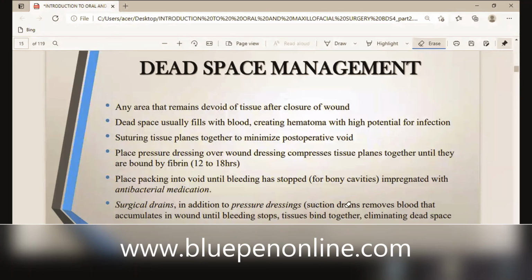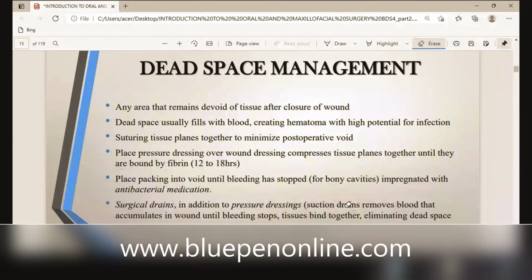This is what is called dead space. This is a very important thing. You have to study this. It can be asked as a 4 mark question or a short note question. It's an area which is devoid of tissues. This area gets filled with blood. This causes hematoma, and there is more chance of infection.